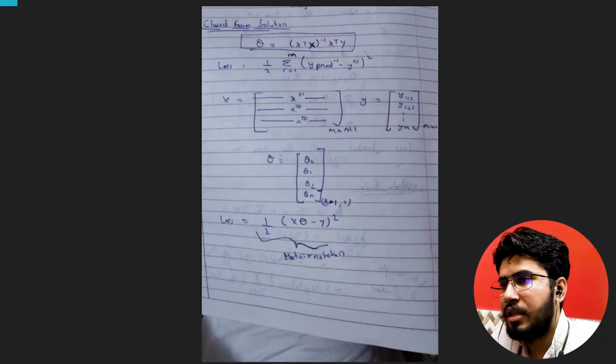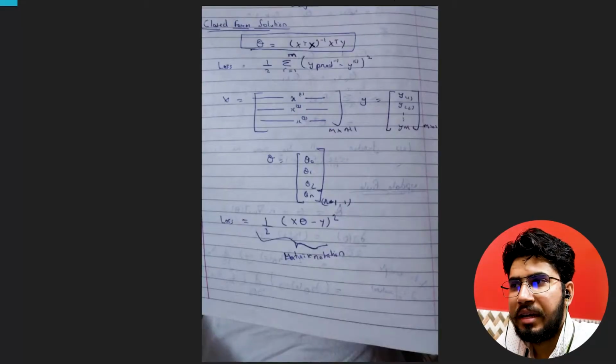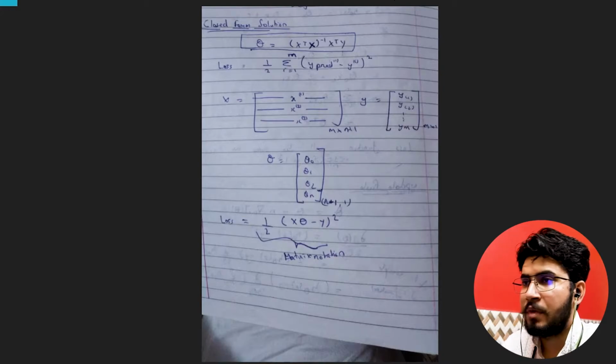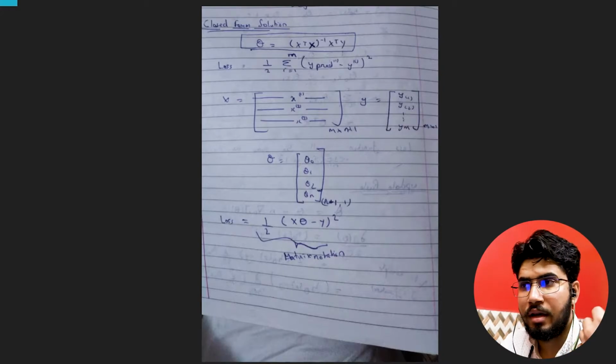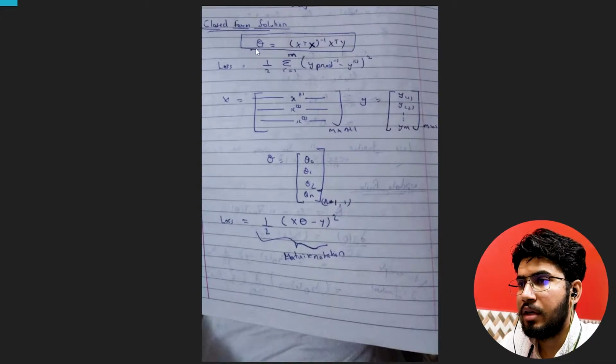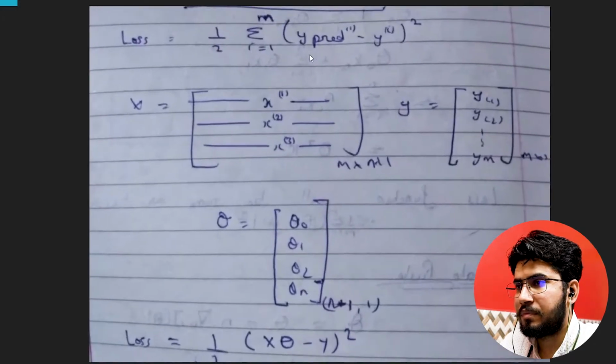So guys, closed form solution is used for linear regression and multivariate regression, because both are the same thing, and multivariate regression is just an extension of linear regression. So you can do linear regression and multivariate regression with closed form solution. Okay, so what is closed form solution?